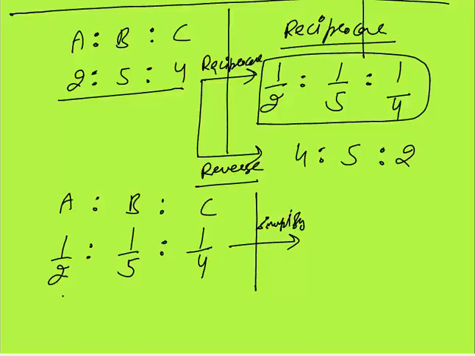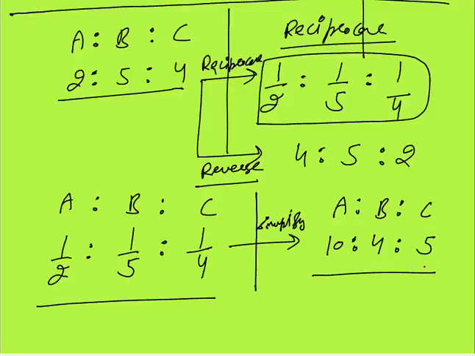Just simplify. If you multiply all the numbers of the ratio by the same constant, I think we should multiply by 20. This will become simplified. A is to B is to C. Multiplying all the numbers by 20, the ratio will not change. So 1 by 2 into 20 will become 10, 1 by 5 into 20 will become 4, 1 by 4 into 20 will become 5.